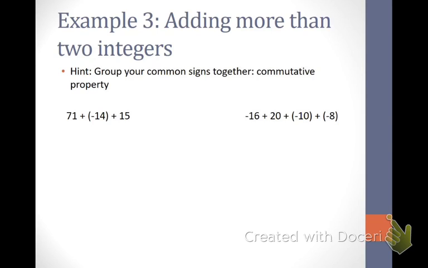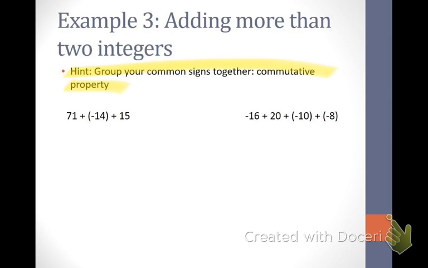All right, now what if I'm adding more than 2 integers? Well, I want you to write this hint down. Group your common signs together and we can rearrange them because of the commutative property. The commutative property says that I can rearrange terms in an expression as long as I keep the sign in front of each original term. Group common signs together. What does that mean? Like if they're negatives, group your negatives. If they're positives, group your positives.